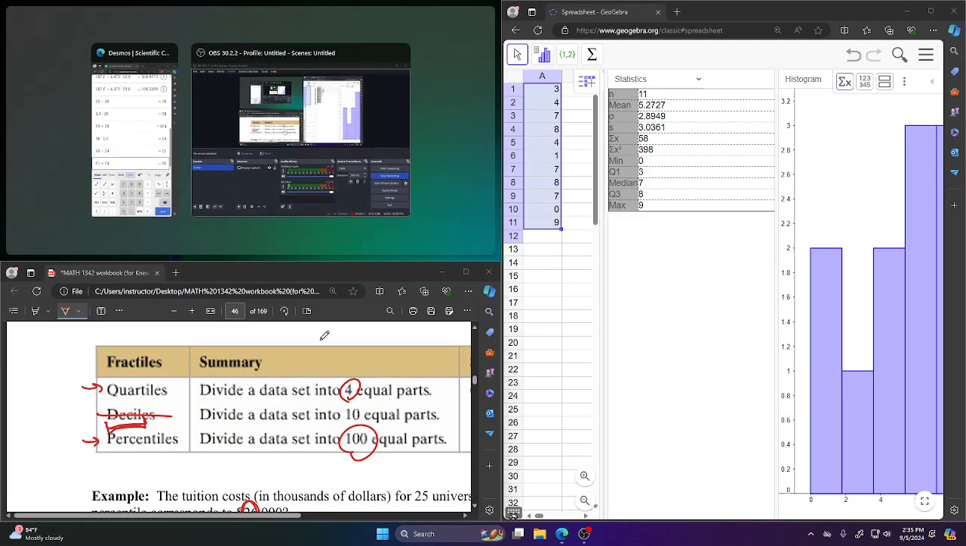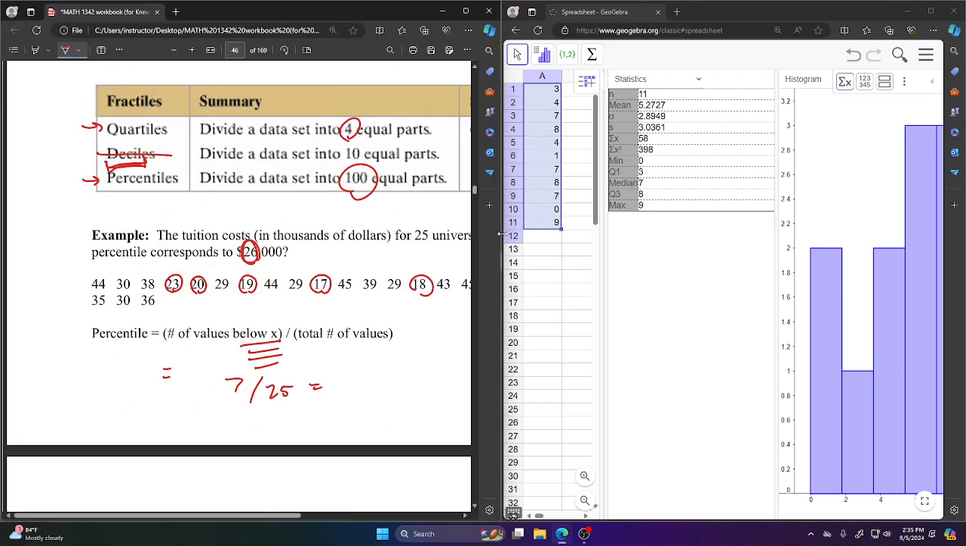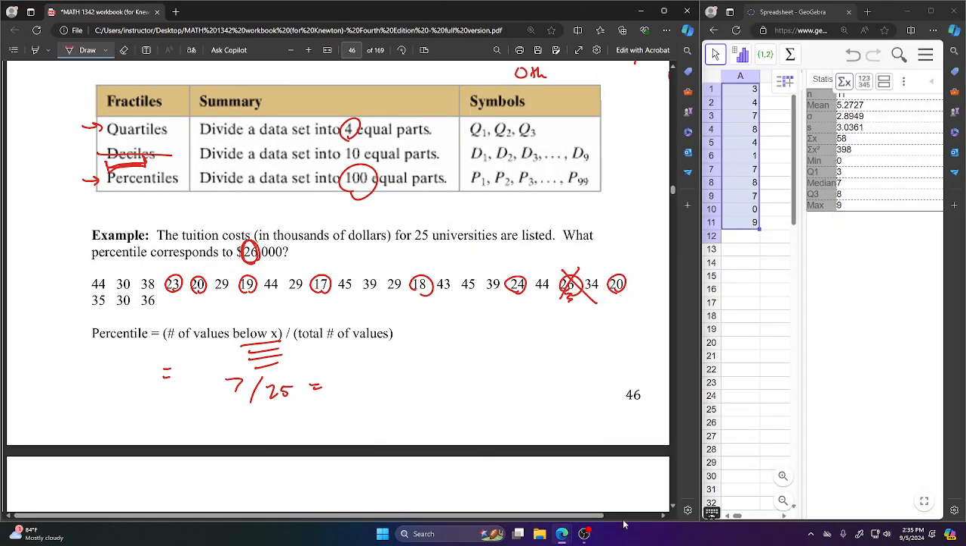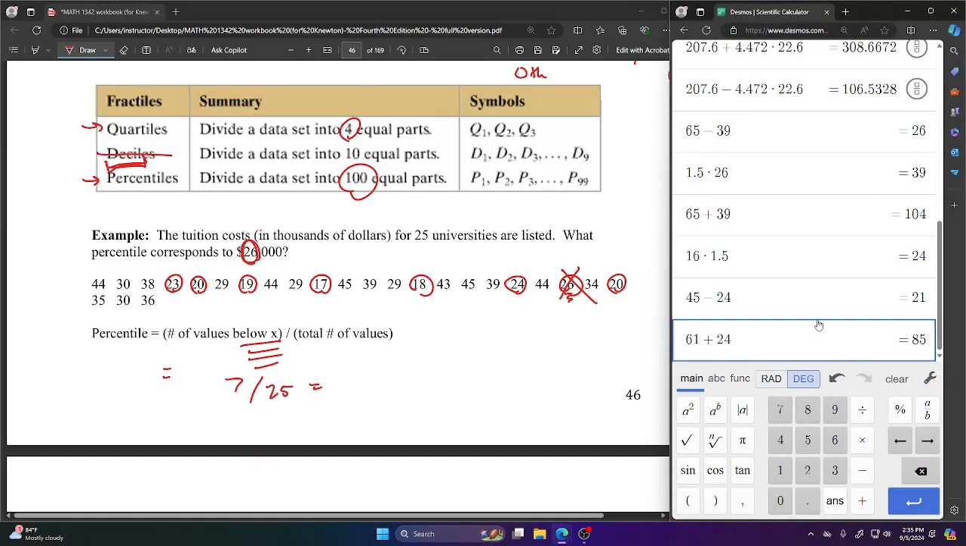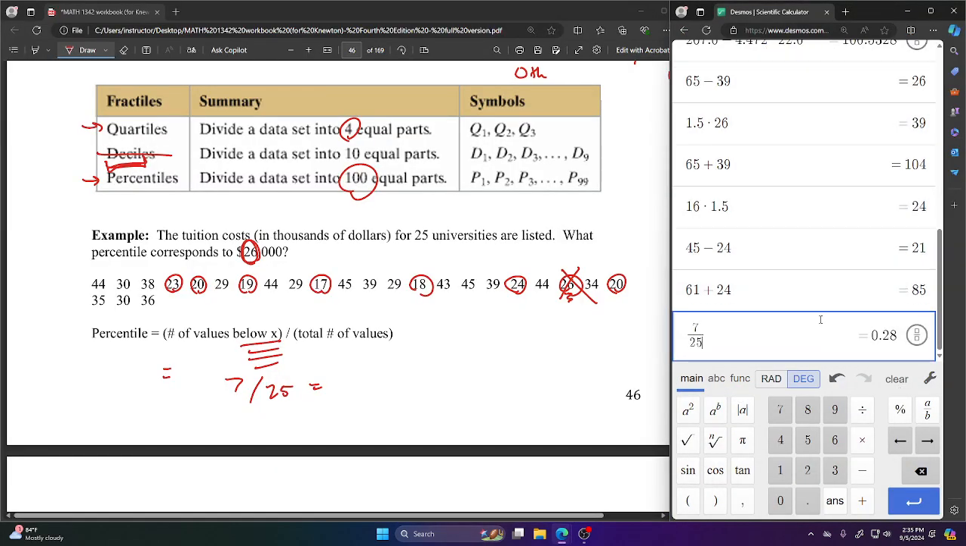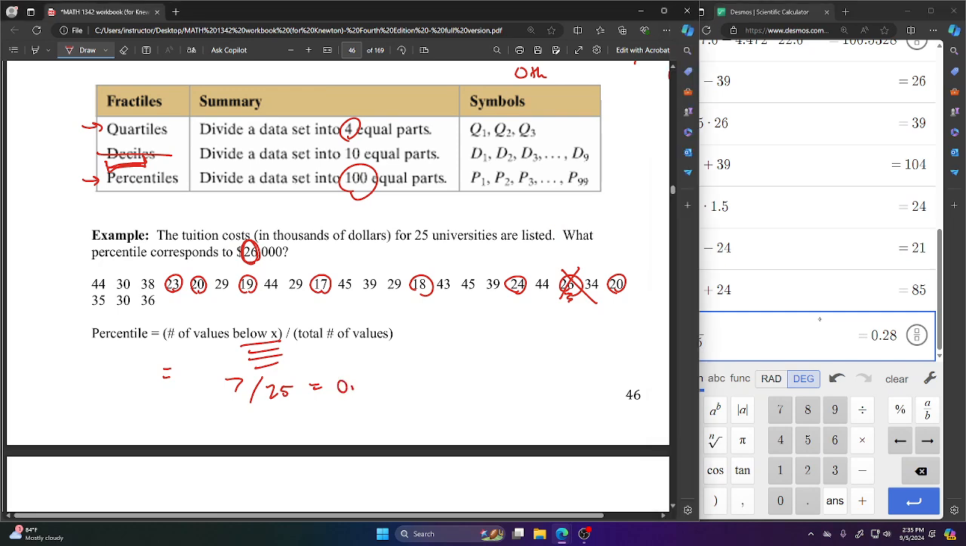Calculator. But y'all see how fast that was compared to trying to do it by hand? I really hope so, because by hand, it's not fun. There we go. So 7 divided by 25. We got 0.28. There it is. 28%, or rather 28th percentile, right? That's the actual one that they're looking for. 28th percentile. Sorry for the audio quality.